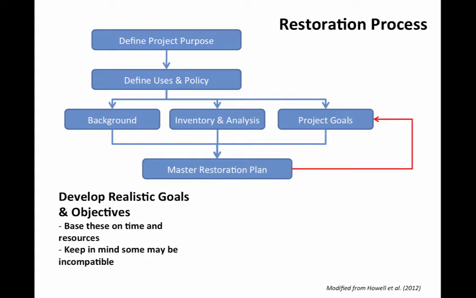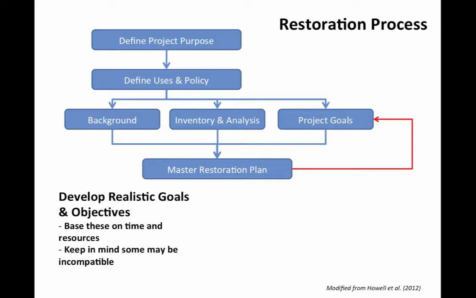So once we've done all that, we really want to then develop these realistic goals and objectives, base these on the time that we have, the financial resources that we have, constrained by the inventory and analysis information that we already have, and really combine all that information and develop a master restoration plan. This really encompasses the project vision and the solutions and the conceptual ideas that we have to actually reach those goals, right? And we may find that as we go through that process, some of these goals and objectives as part of our master restoration plan are incompatible.